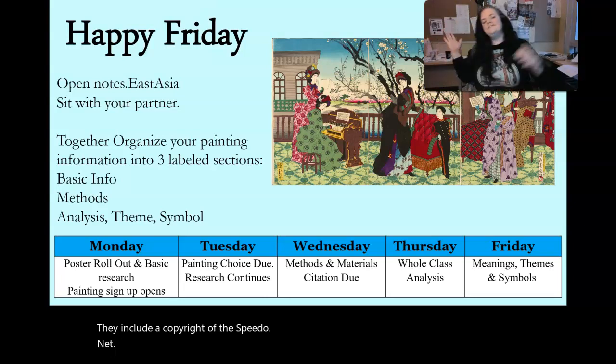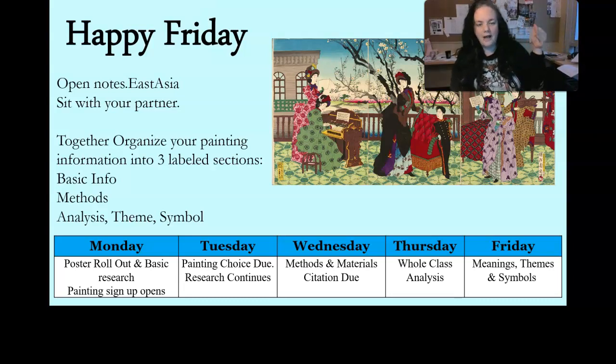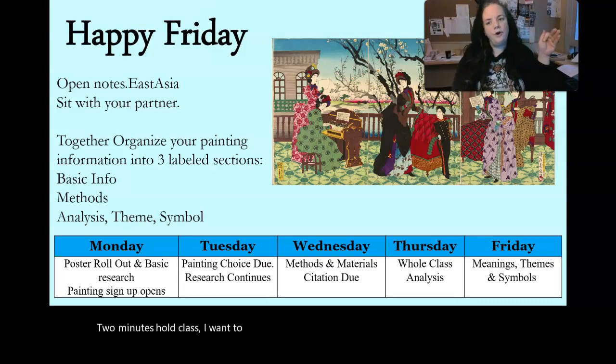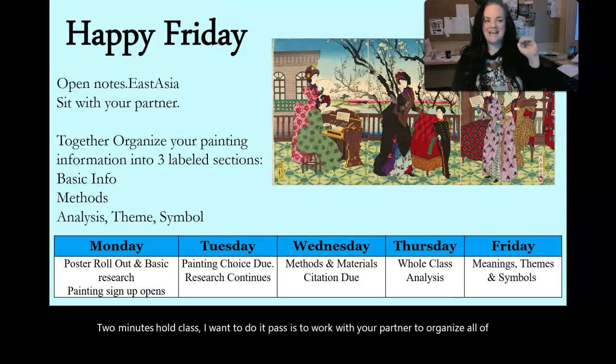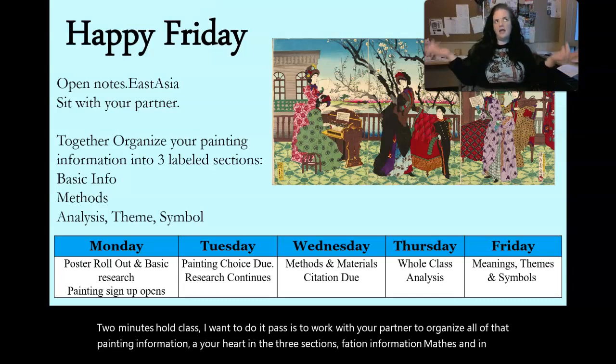Fantastic. Your job today is to finish as much of the writing as you can. The last piece of that is likely symbolism. So let's walk through. Go ahead and pause this video for about two minutes, whole class. While it's paused, work with your partner to organize all of your painting information into three sections: basic information, methods, and then analysis, theme, and symbol. And pause me.